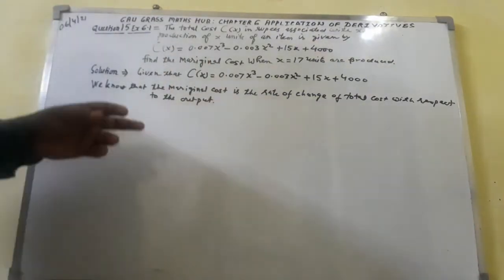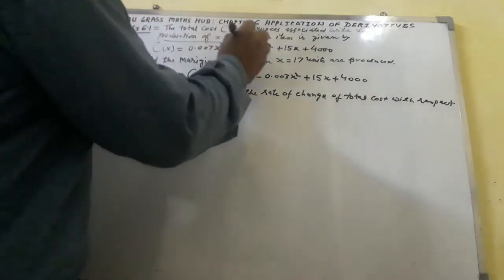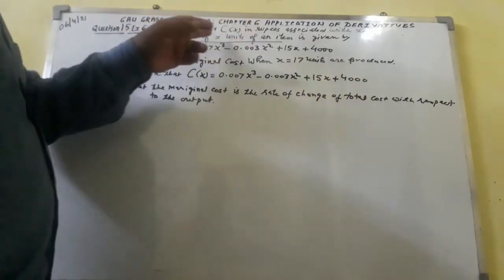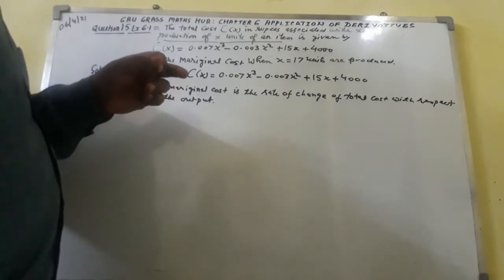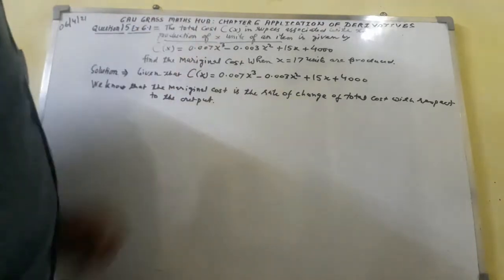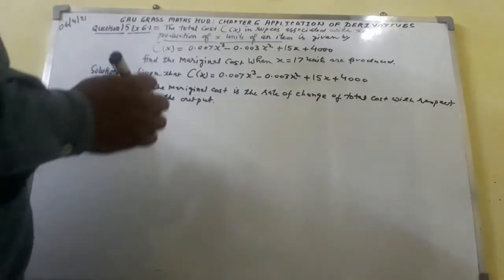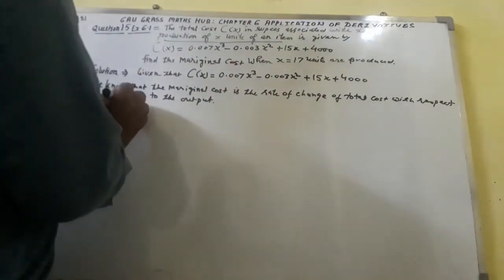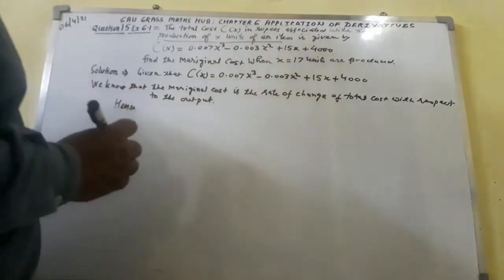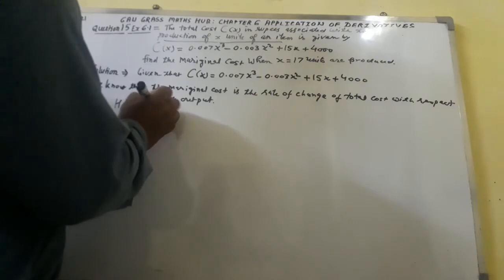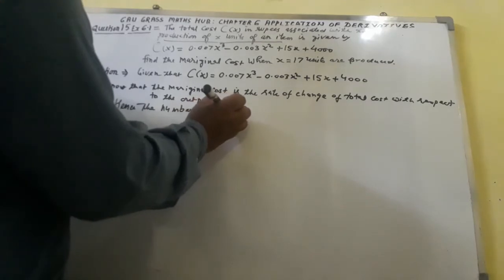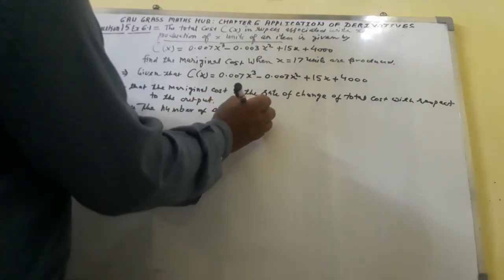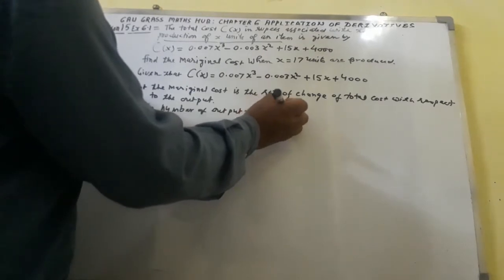Here we can see that production of x units of an item means output will be x units. So here I shall write, hence, the number of outputs equal to x units.